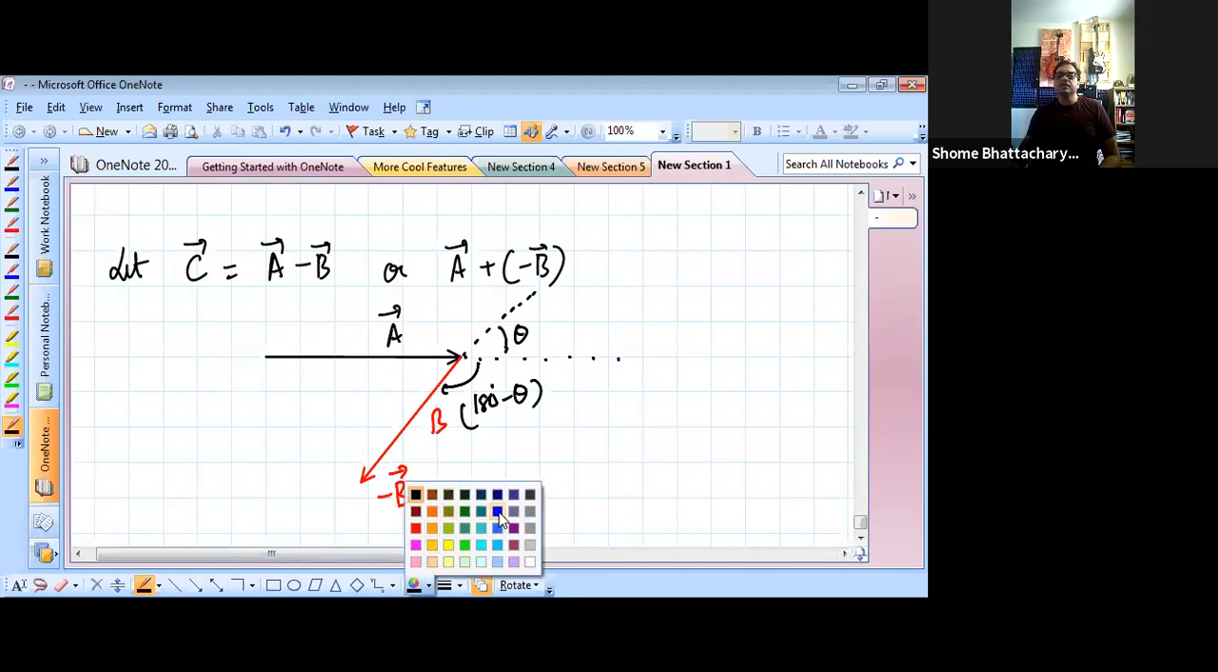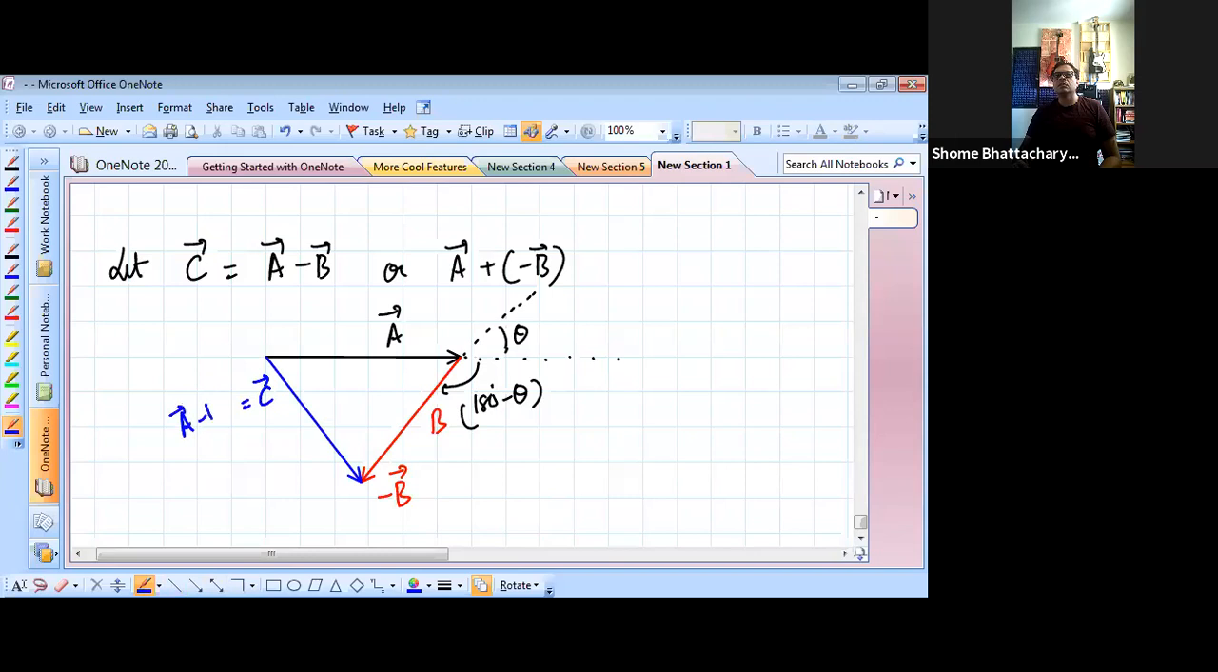And now in this diagram, where is our vector C? Our vector C is this one. It is A plus or minus B. So this is the difference vector C, which is A minus B. So we want to find out its magnitude. We want to find out this angle. Let's say this is beta. So we want to find out all these things. So we want to find out magnitude of C, and we want to find out the angle beta.